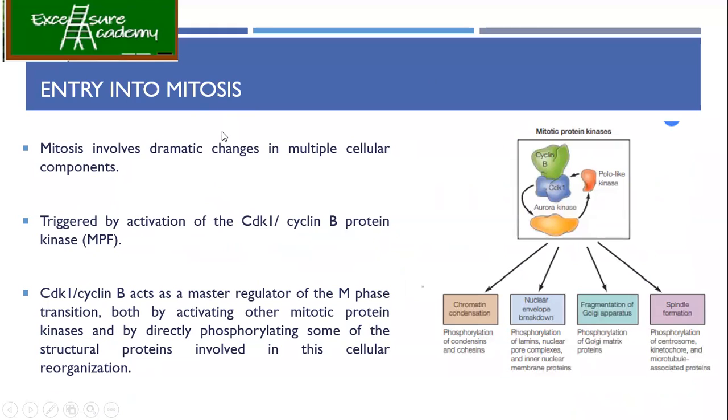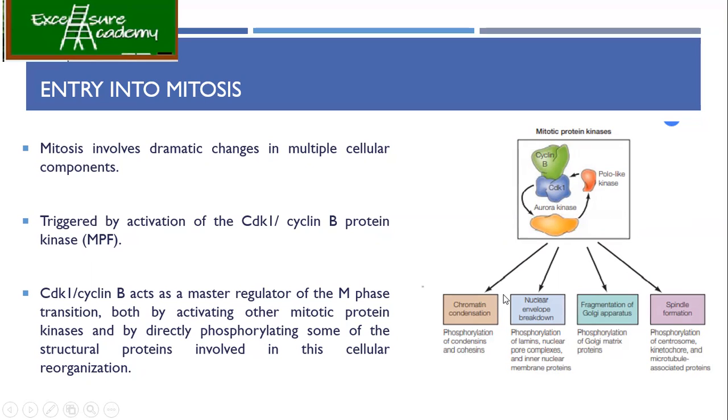So we have entered into the mitosis, right? And we also know that it is triggered by the activation of CDK1 cyclin B, the protein kinase, and that is your MPF. Remember this, in the previous lecture we have talked about that MPF is regulated by the polo-like kinase and the aurora kinase. So this is like a positive feedback. So your CDK1 actually activates aurora kinase, and aurora kinase activates polo-like kinase, which again activates the CDK1. Okay. So CDK1 cyclin B act as the master regulator of the M phase transition, both by activating the other mitotic proteins, which are the aurora kinase and the polo-like kinase.